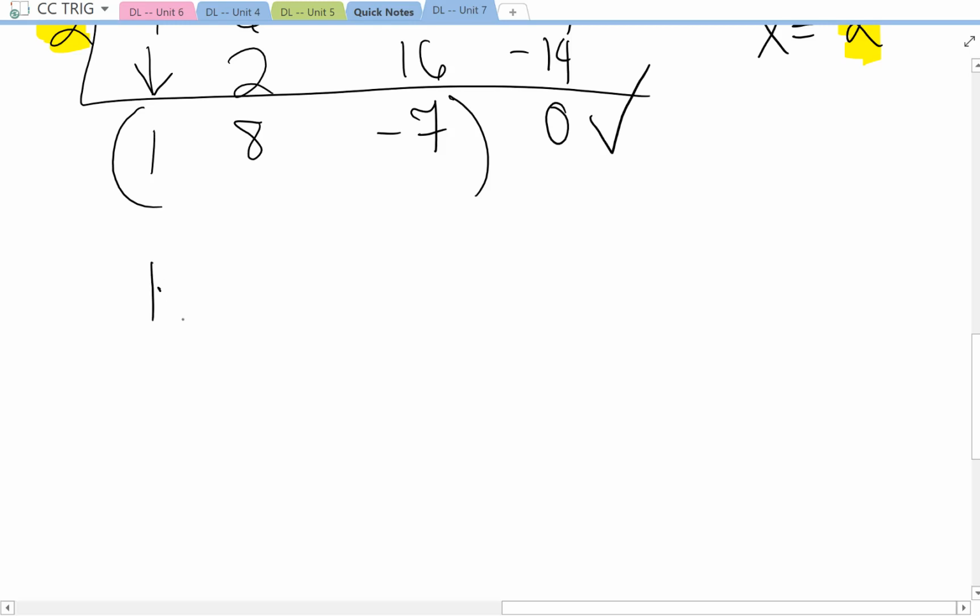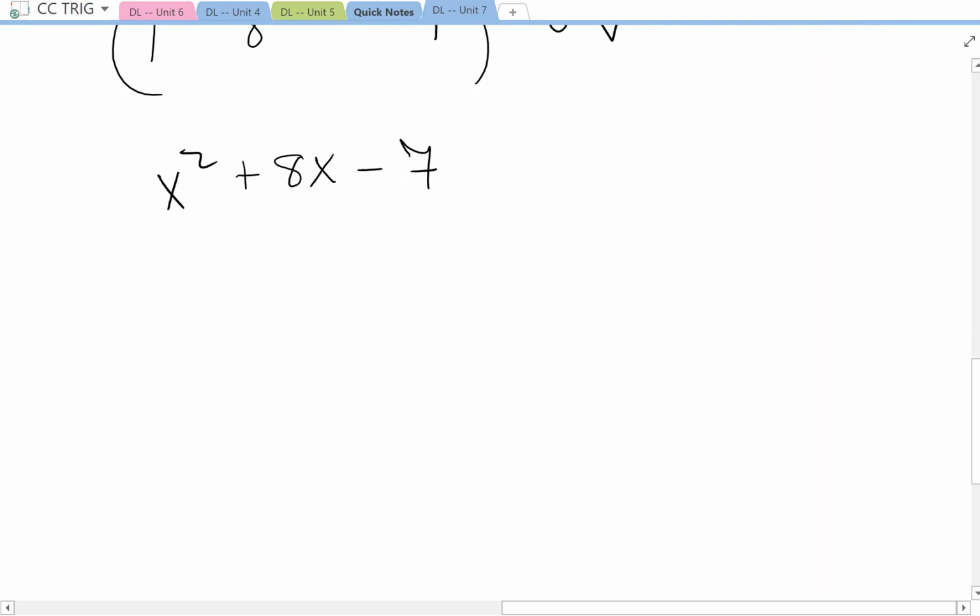1, 8, negative 7. Okay, we started off with cubic, so this is a quadratic: x squared plus 8x minus 7. Let's see if it gives any other rational zeros. Two numbers that multiply to give me negative 7, and those same two numbers need to add to give me positive 8. So negative 7 would be 7 times negative 1, or negative 7 times 1. Neither of those gives me positive 8. So it's like you're so close, but the signs are off. This is not a factorable quadratic.